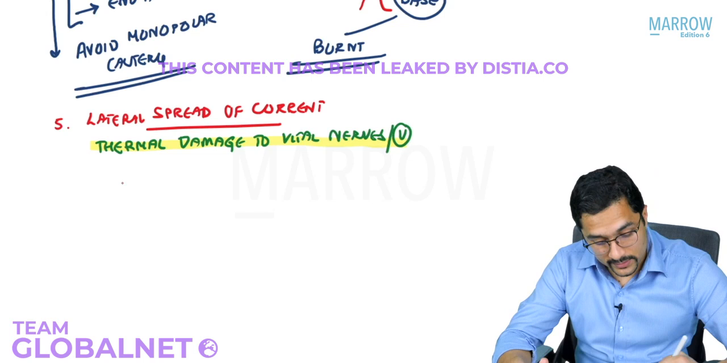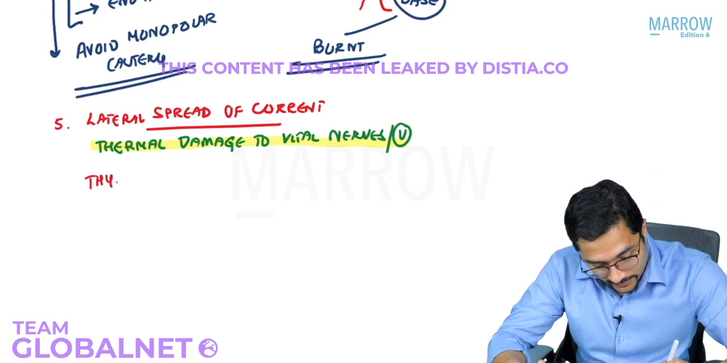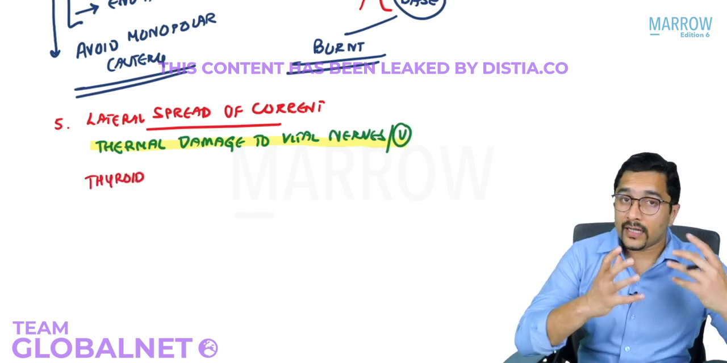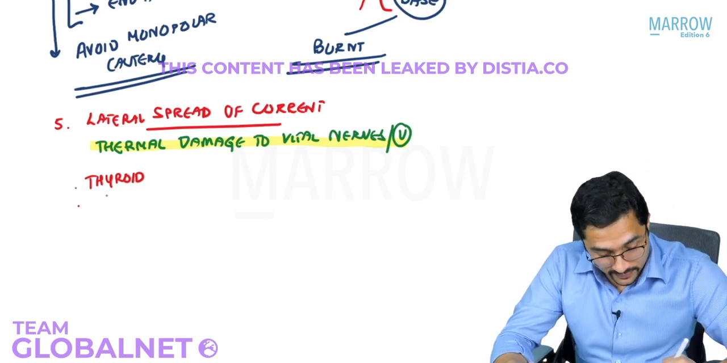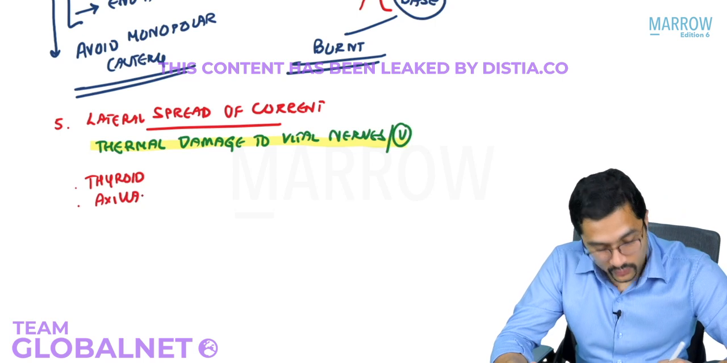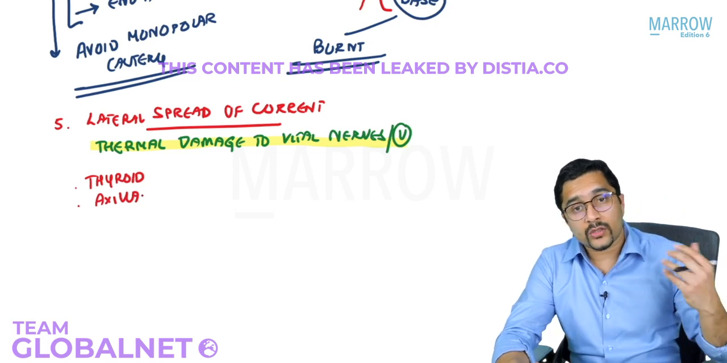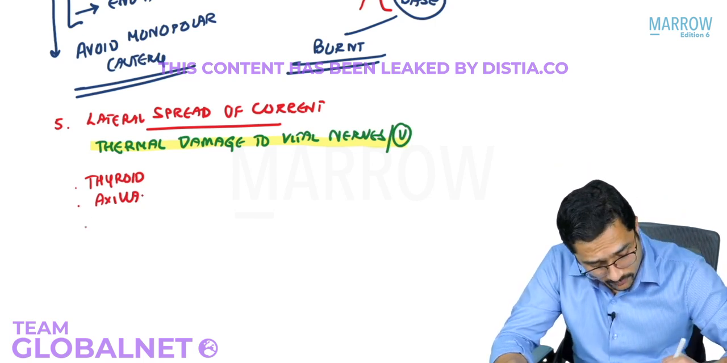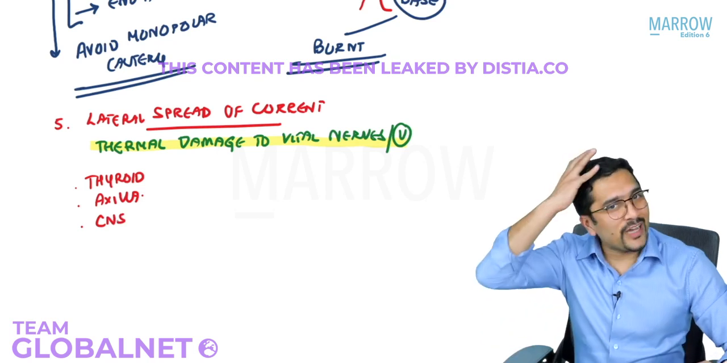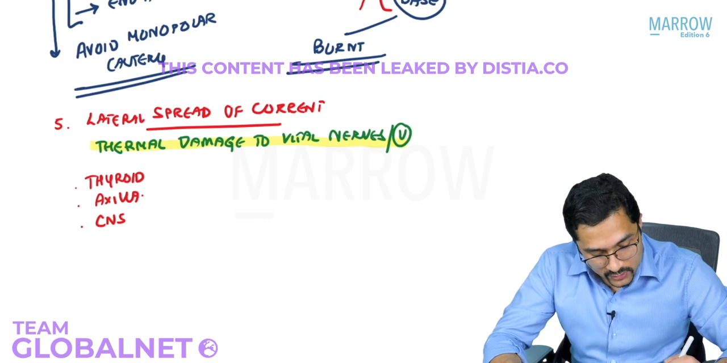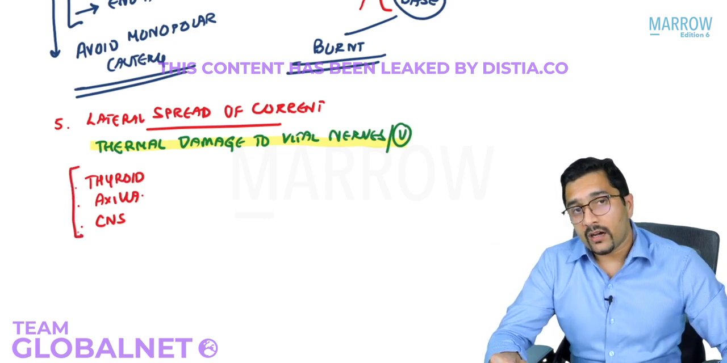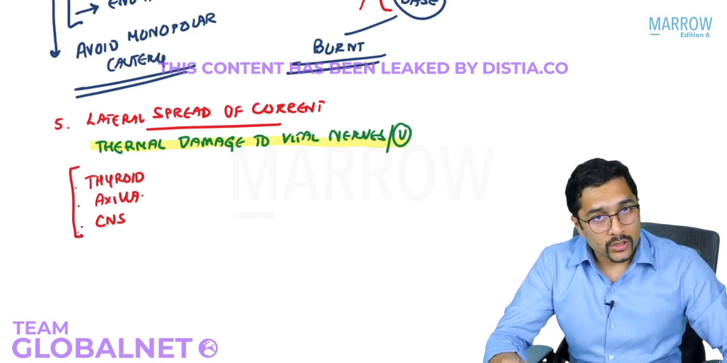And what are these surgeries? These surgeries are thyroid surgeries. You have the recurrent laryngeal nerve, the external laryngeal nerve. This is when we are dissecting the axilla. You have the long thoracic nerve, the thoracodorsal nerve. CNS surgeries, you have a lot of important vital nerves in CNS surgeries. So these are the places where we avoid monopolar cautery, right?